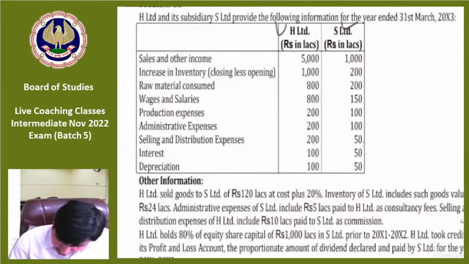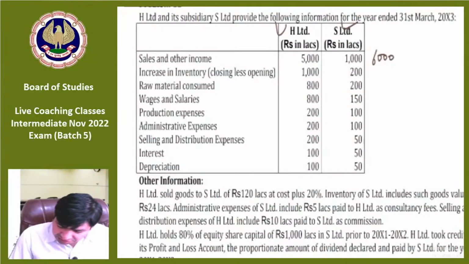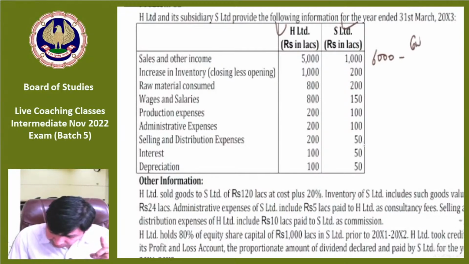Okay, beta. So please do this in homework. This is very, very easy. Only one thing is there. While you will be doing consolidation, you want to do these things, that these are 6,000. Yes, but you have to cancel the contra only.